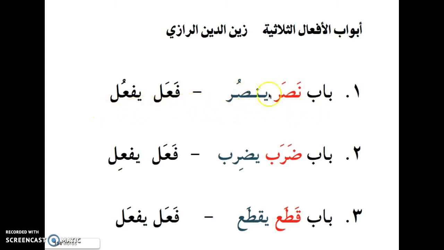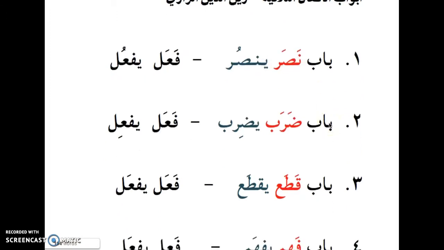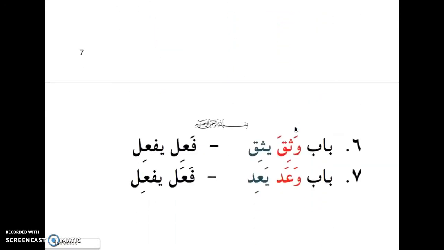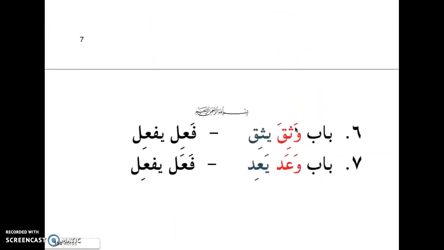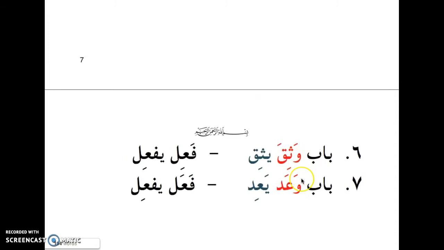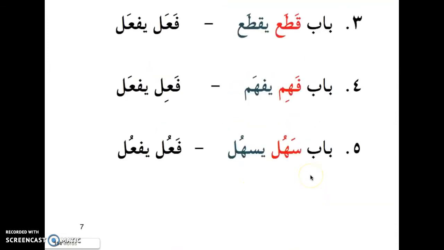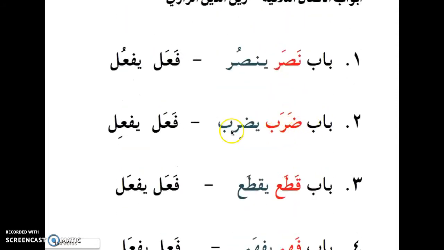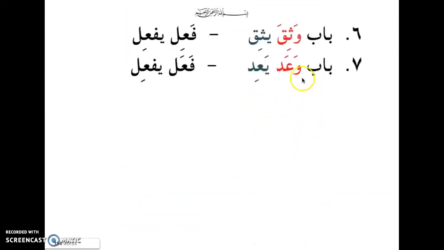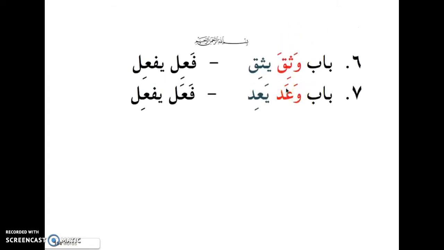This is the template for the words that behave like nasara, yansur, if you remember when we explained this. There are 6 more doors, I'd say. In the book he had them as 6, but I made them 7, even though wa'ada behaves like dariba here. But when they begin with a waw, something happens, and that's for another lesson by itself.